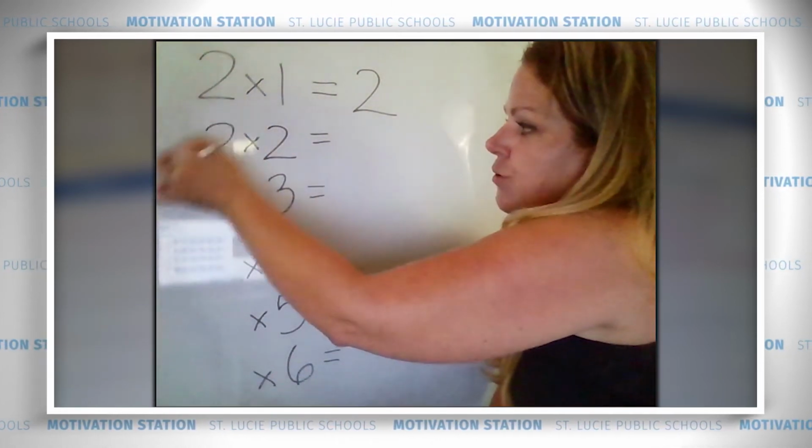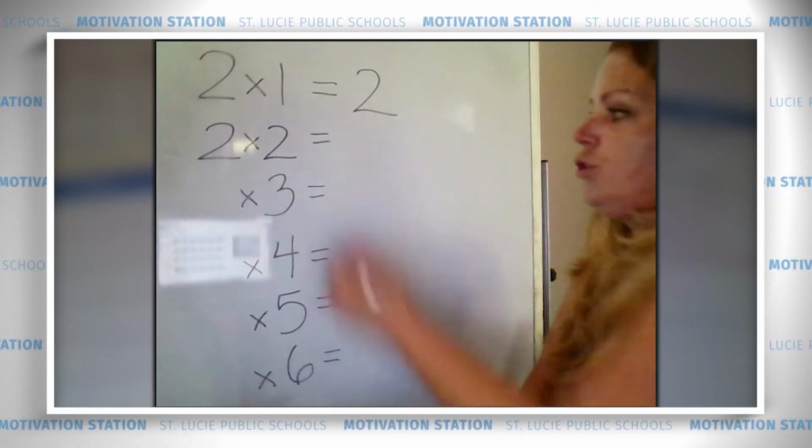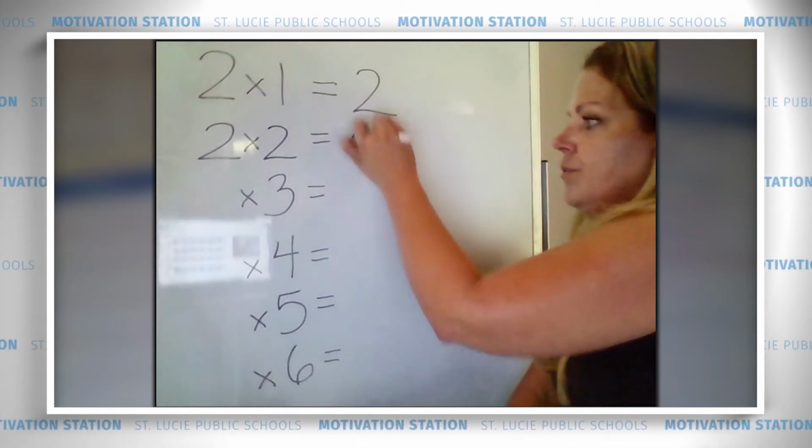Roll a factor of 2. I roll another factor of 2. 2 groups of 2 would give me a product of 4.